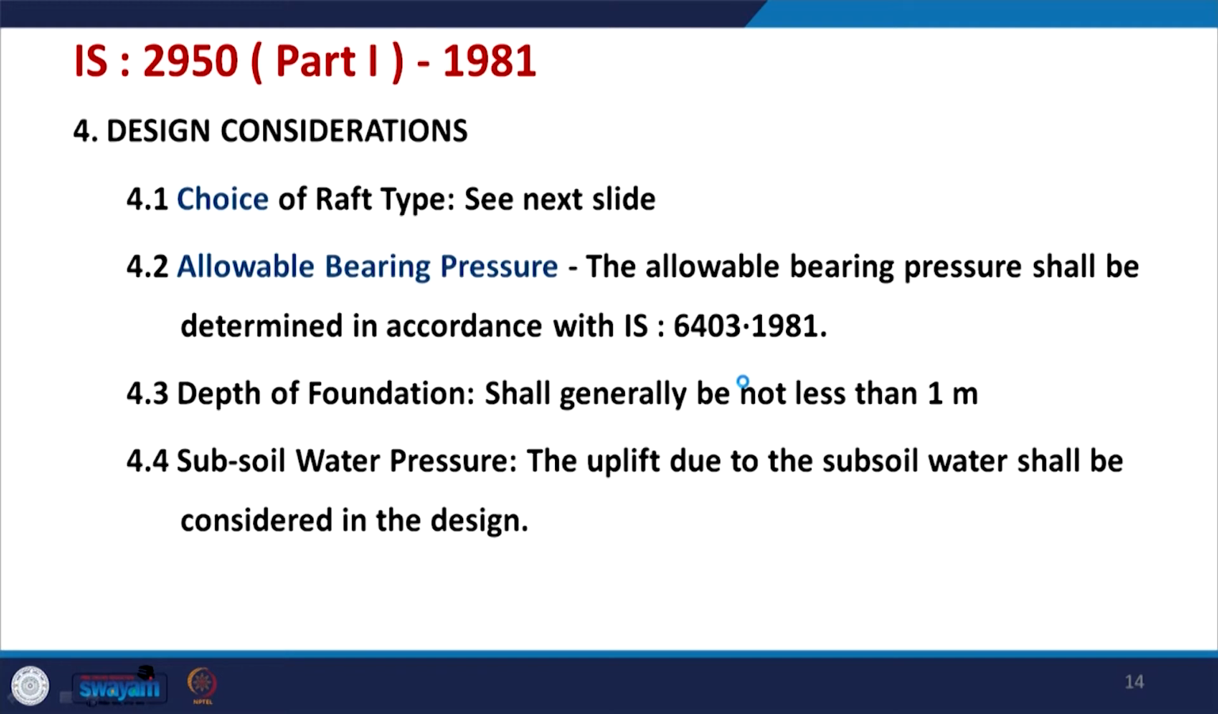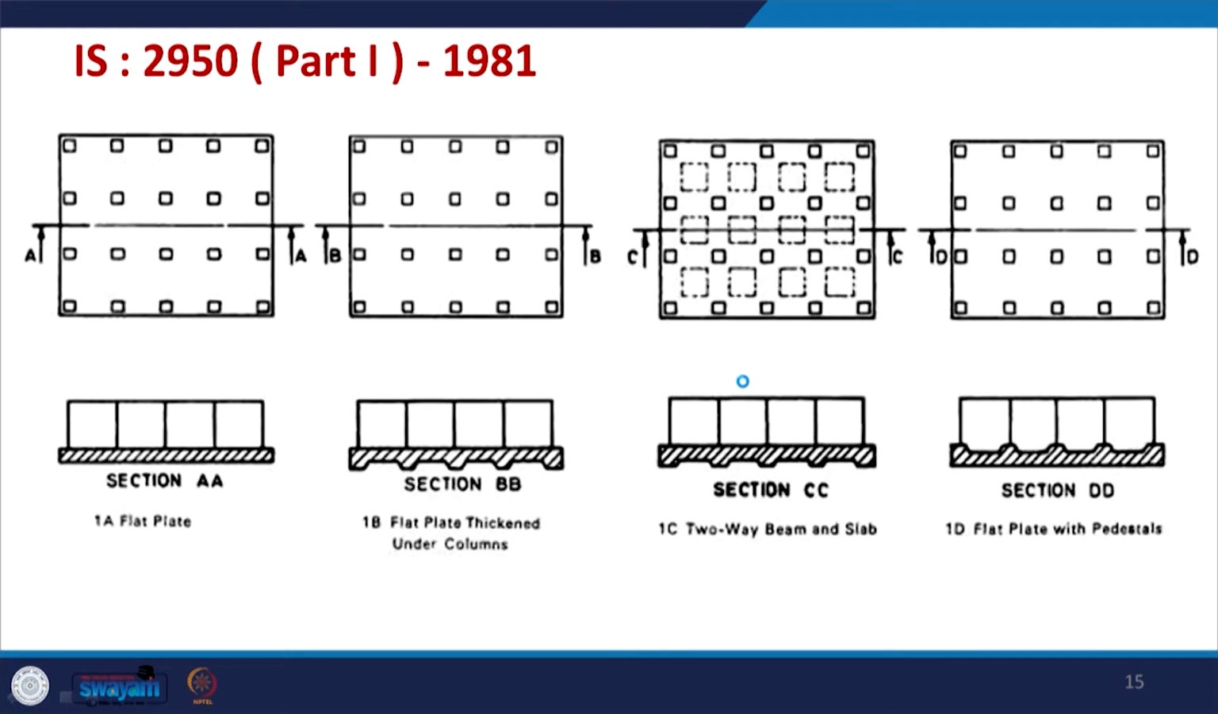Today we are going to talk about design consideration, which we have also discussed, and the choice of raft type has been given in the slide, where you see that there are 4 combinations, where section A, section BB, section CC and DD have been shown.